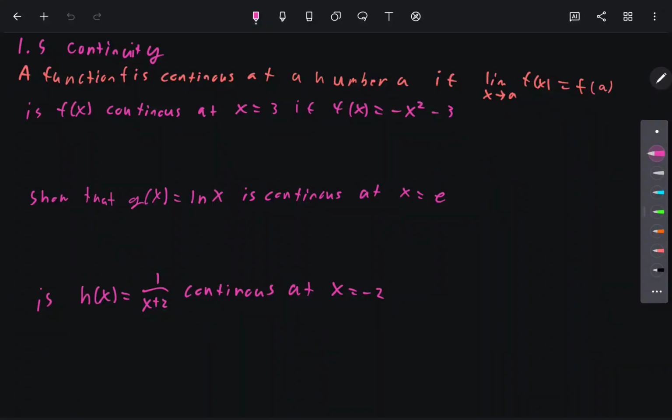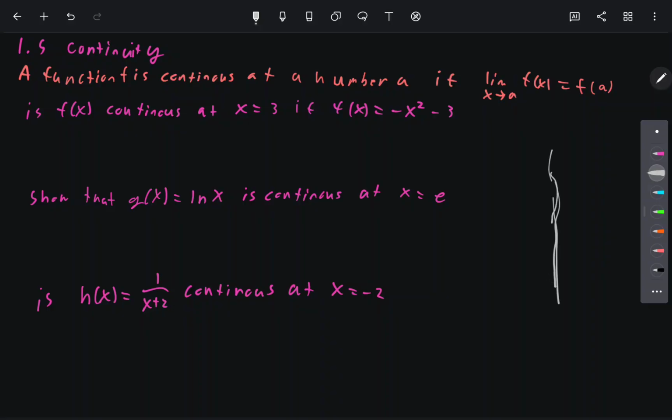In today's video we're going to be going over topic 1.5, continuity. A function is continuous on a number if the limit as x approaches a of f of x is equal to f of a. What does that really mean? Let's sketch a graph.